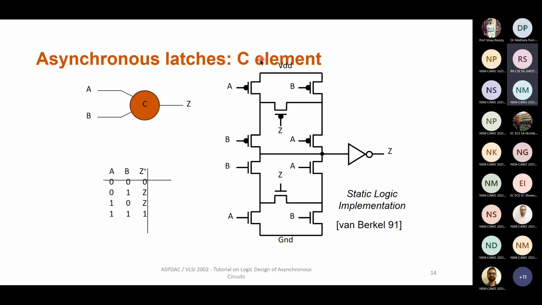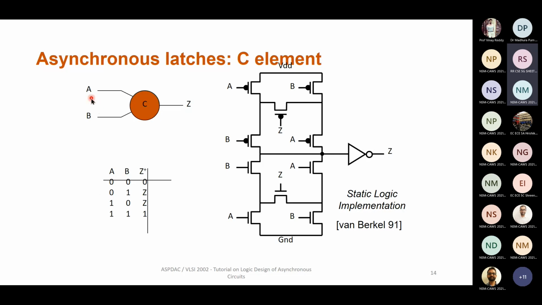I will not go into the detail of this element in the interest of time, but if there is time, I'll come back and discuss more if you want to understand how circuits work. But the basic idea is that this element is crucial to designing the asynchronous system. And why it is crucial is because this is a new element where the output is going to change only when both the inputs agree on each other.